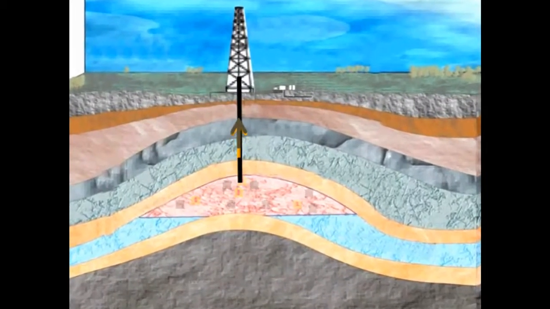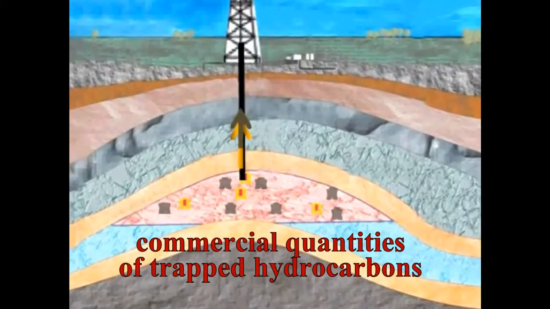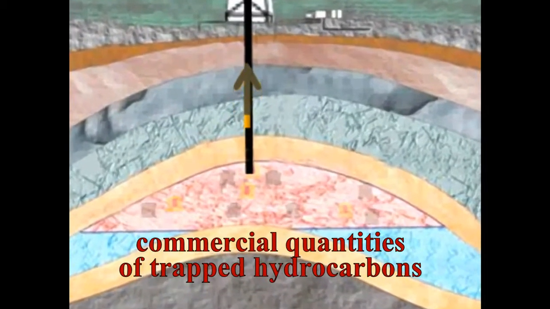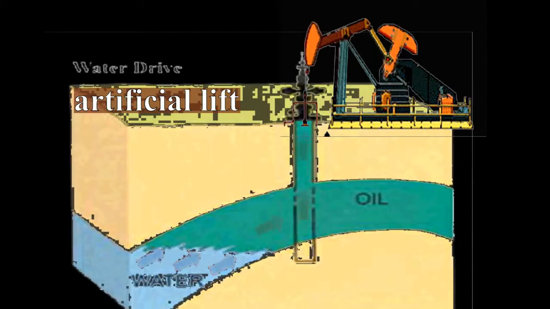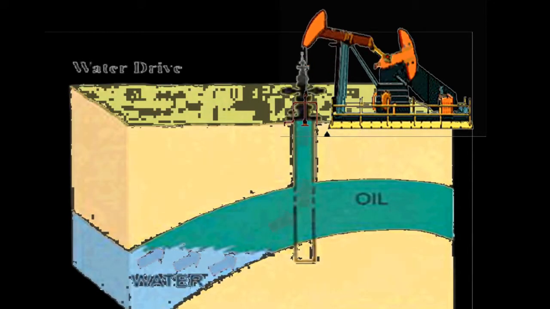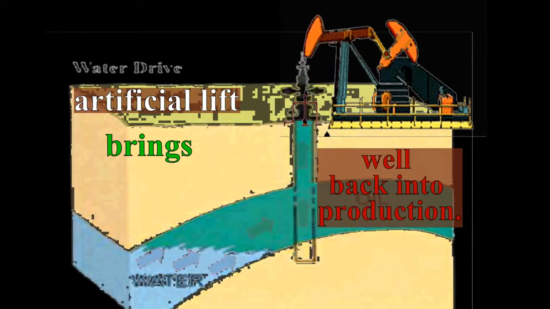Rest assured, however, that when a well dies with commercial quantities of valuable resources still trapped within the reservoir, alternative methods will be used to bring the well back into production. This is where artificial lift can supplement natural lift. It is here that artificial lift can bring the well back into production.